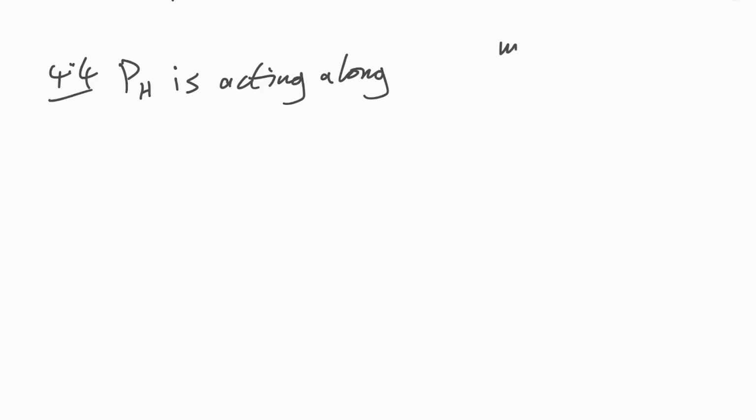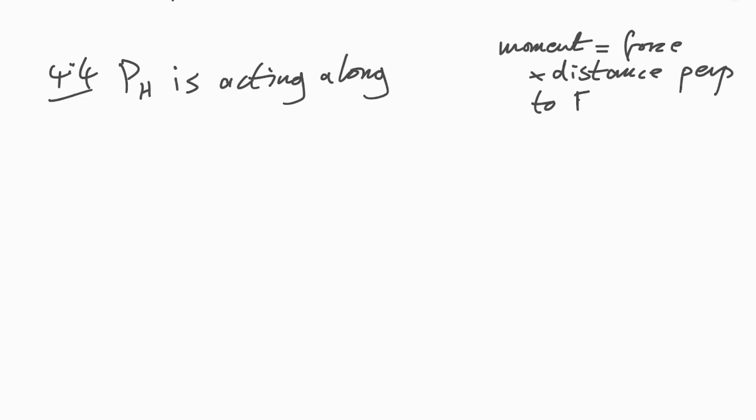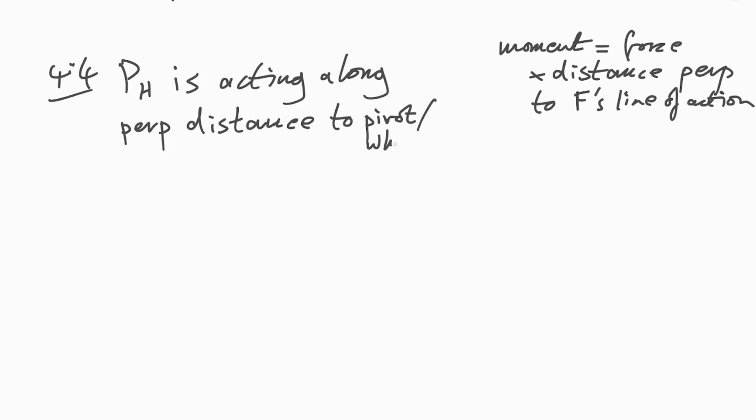4.4, explain why pH has no moment about the center of the trailer's wheel in figure 11. Well, that's easy. That is because the direction of pH is acting along... how do I put this? Because we know a moment is force times, the technical way of putting it, force times distance perpendicular to the force's line of action. So there we go. We can say pH is acting along the perpendicular distance to the pivot. That's the way we can put it. In other words, there is no perpendicular component to pH in order to provide a moment. Perpendicular distance to the pivot, which is the wheel in this case.